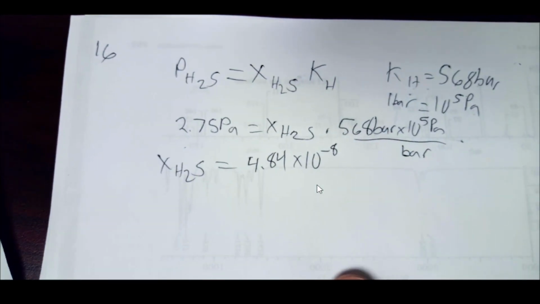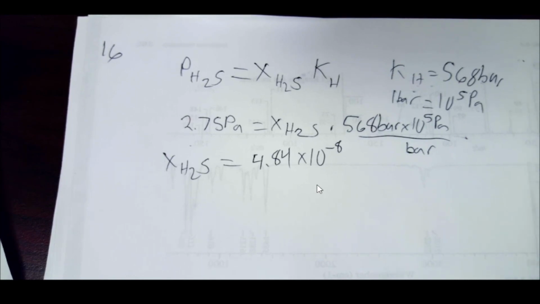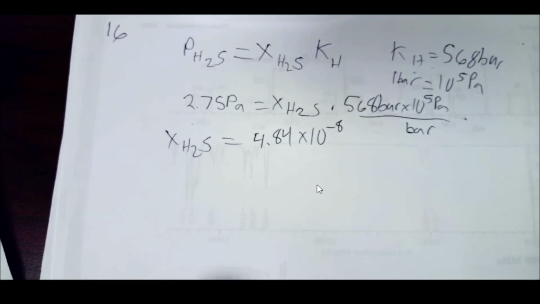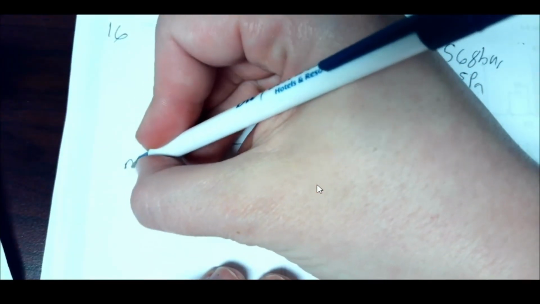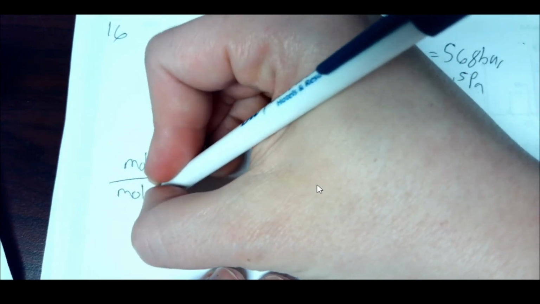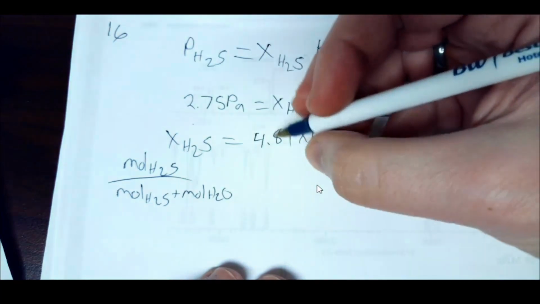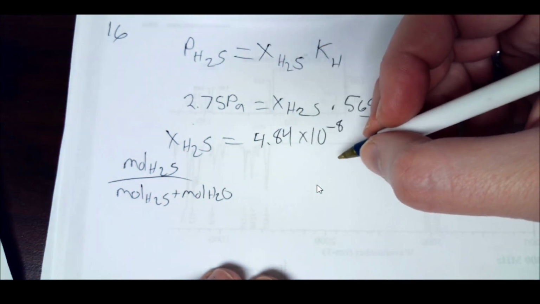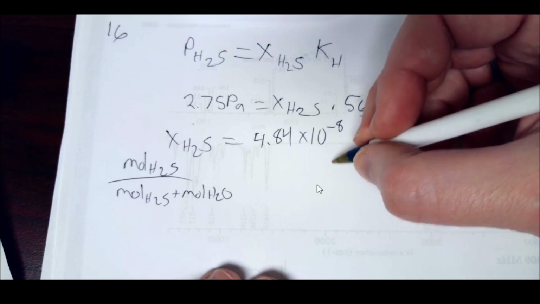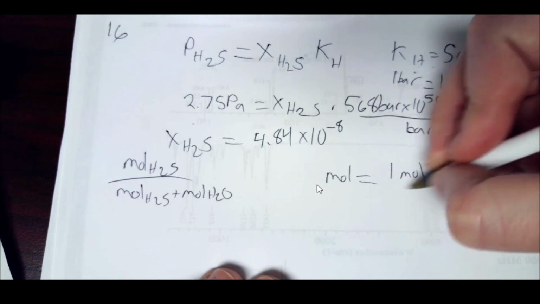The next step is to find out what is the molarity of this. To do this, we have to convert mole fraction into moles, which is a little bit of a tedious process. The mole fraction is moles of H2S over moles total, moles of H2S plus moles of water. So we're going to make some assumptions about the moles of water: we're going to say 1 mole of water, and then base everything accordingly.